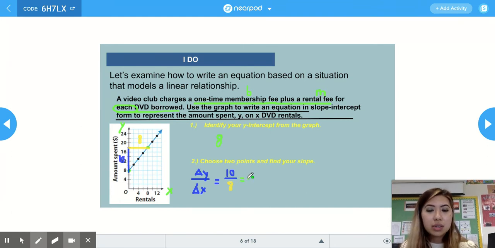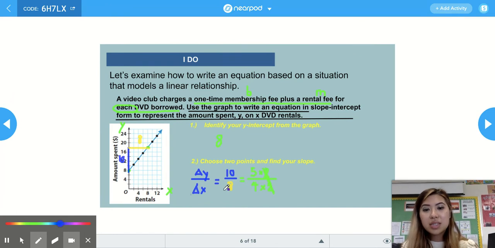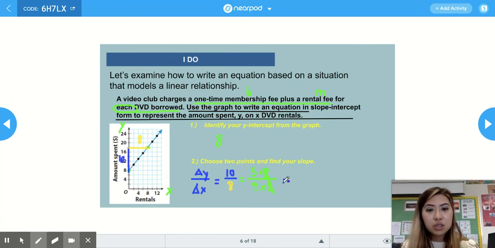So to do that, I'm going to list out the factors of 10. The two numbers that multiply together to make 10 are 5 times 2. And then the two numbers that multiply together to make 8 are 4 times 2. And their common factor is the 2, so I'm going to cross that out. So that means that 10 over 8 can be simplified to 5 over 4.